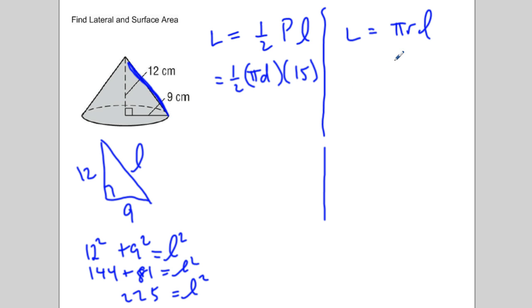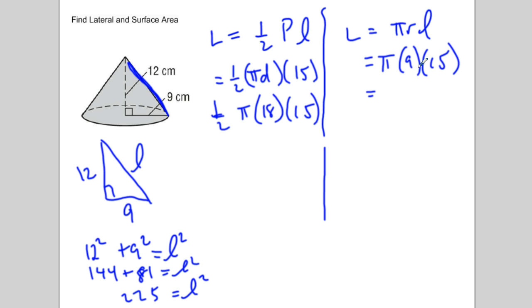Okay. If you were over here using this one, the one that was given to you in the note guide, pi times the radius of 9. Sorry about that. And the slant height is 15. So you'll multiply this. Pi times diameter in this case is 18. So you got 1/2 pi times 18 times 15. Now maybe you can see how these two things are going to be the same idea. 1/2 of 18 is 9.